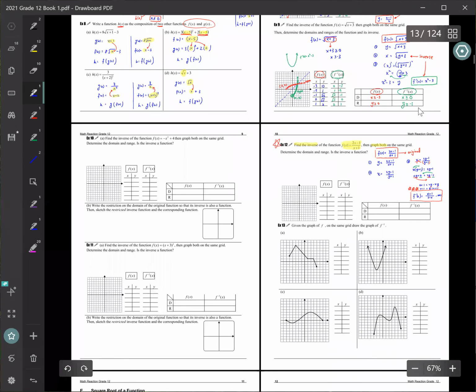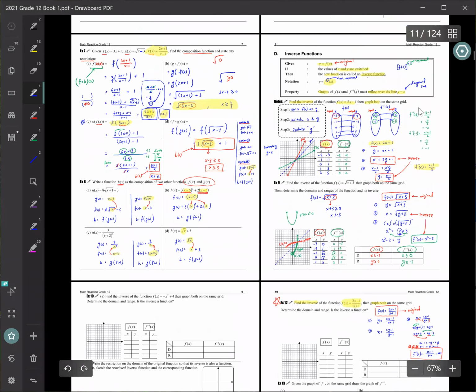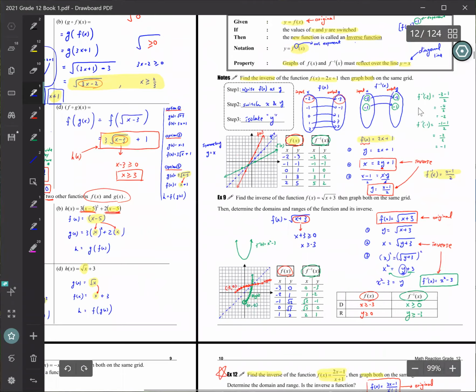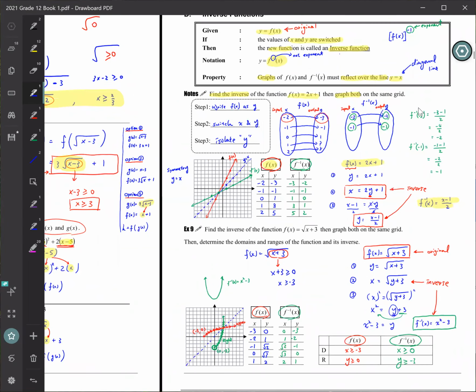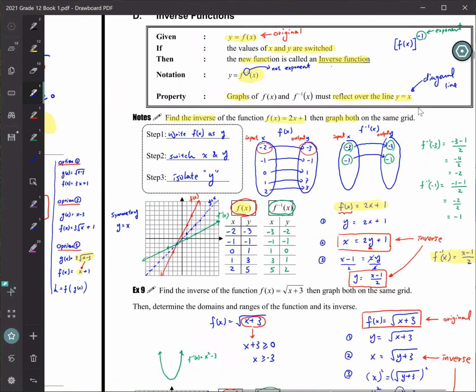Okay, so last time we stopped at page 8, right? Just talked about the inverse. So basically there are 3 steps. First, you write f of x as y. And then you gotta switch x and y, because the inverse will take the output as input, right? Changing the roles of your x and y.